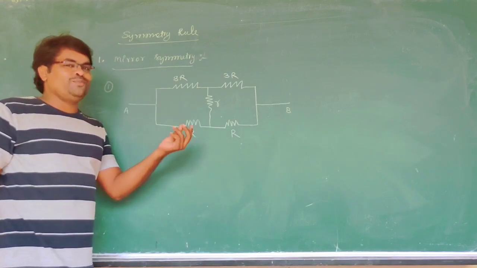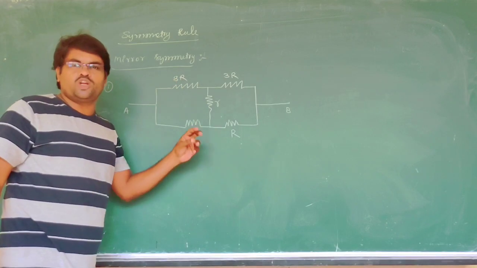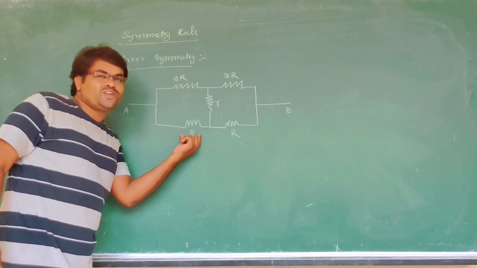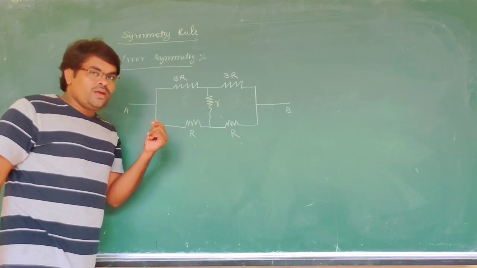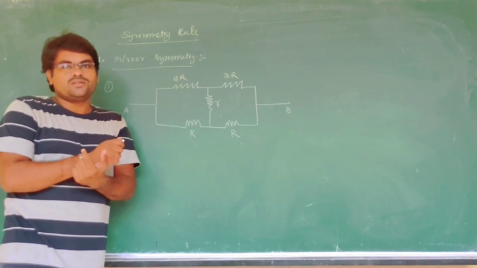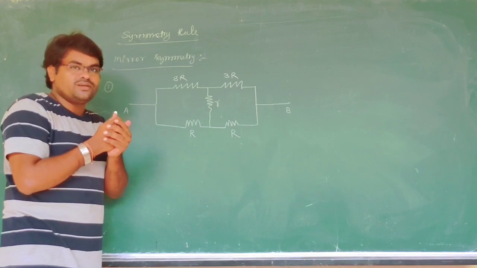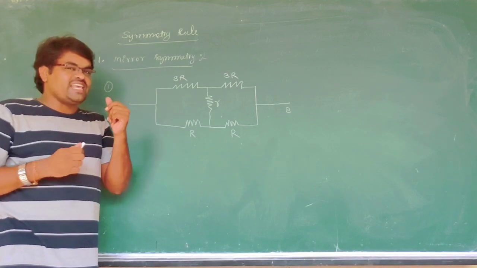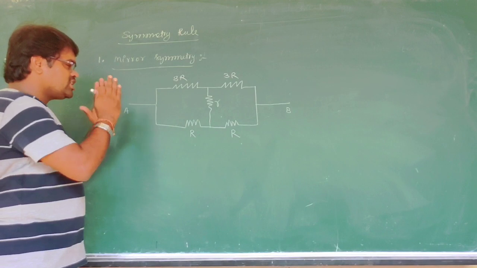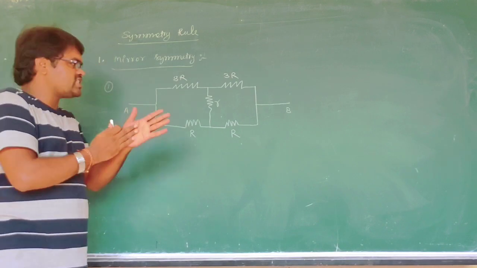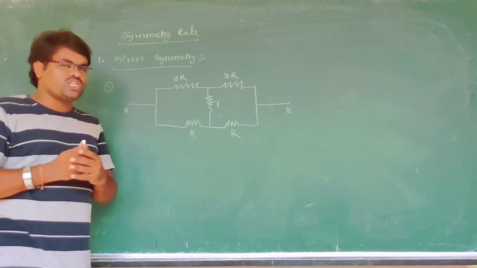You might say, sir, it is like the Wheatstone bridge rule, P by Q is equal to R by S. But this is very simple, only 5 resistors. In a complex circuit, applying the Wheatstone bridge rule gets confusing and takes more time. But I say a very simple rule, the one based on mirror symmetry. Then it's easy to understand, and within 40 or 45 seconds we can say the answer.